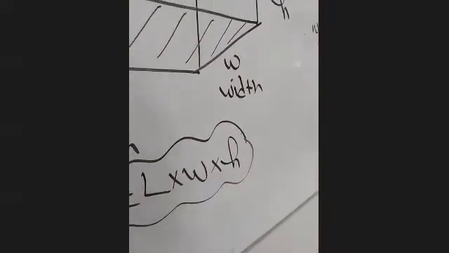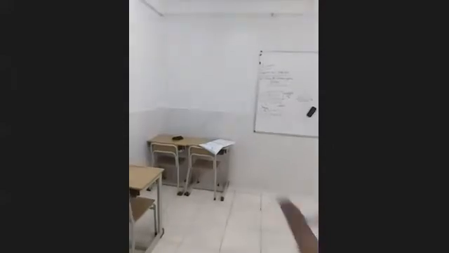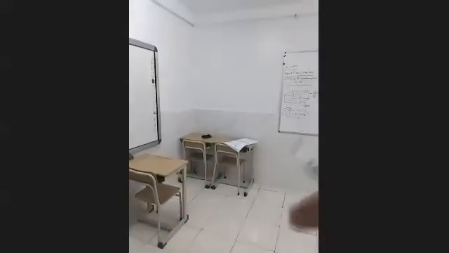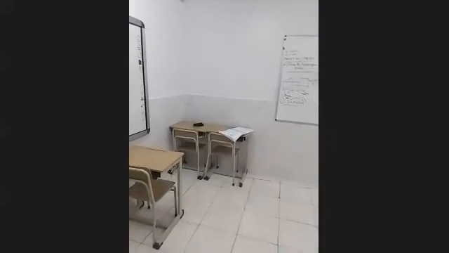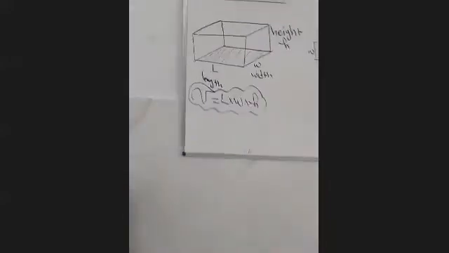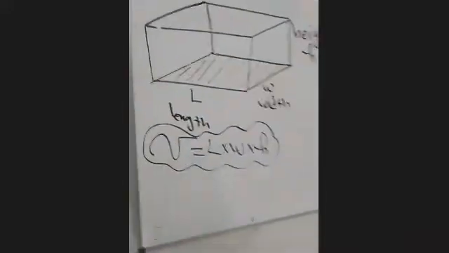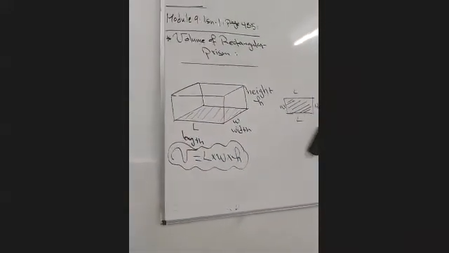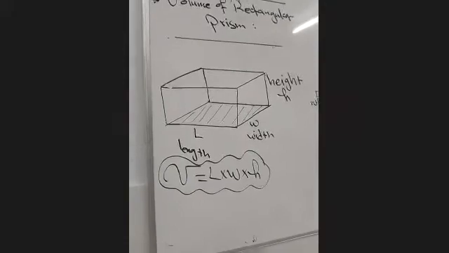This is the height. For example, if your father tells you that we need to know the volume of this room to fill it with water, what will you do? You will measure the length, the width, and the height, then multiply the three numbers together. The answer will be the volume of this room. This is the idea of how to find the volume of the rectangular prism.